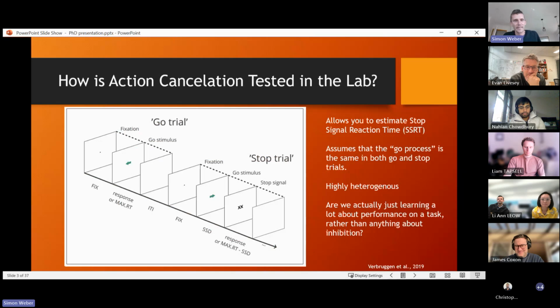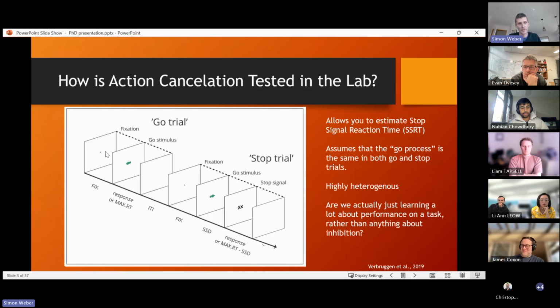So how is this tested in the lab? I've got here a schematic of a stop signal task. This is the gold standard, most commonly used task. This is from a consensus paper that came out in 2019, trying to reach consensus on how these should be designed. But basically on the left, you've got go trials. This makes up the majority of the task.